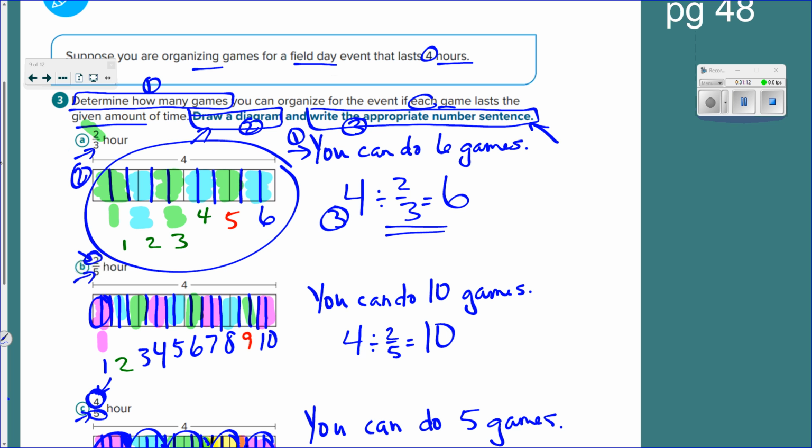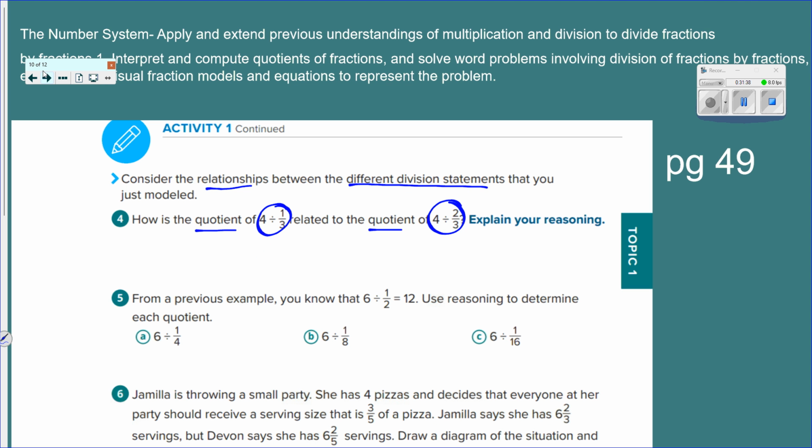So this one we did into 2/3, and we ended up with how many groups? 6. Had I done it into 1/3, so now I'm counting every single one, how many would I have had? I'd have had 3 for every 4, right? So I would have had 12. Okay? So when we look at that, let's go back here. So 4 divided by 1/3, that one equals 12. 4 divided by 2/3 equals 6. Does that make sense for everybody?